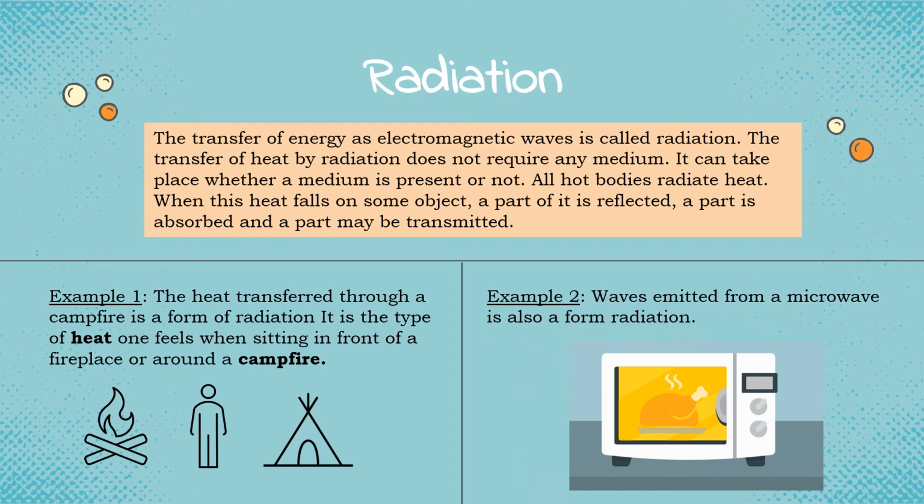This is another easy example to remember for radiation. Waves emitted from a microwave are also a form of radiation. When you put in food to warm up in your microwave, the little rectangular box is not touching your food, but the heat that's emitted from the microwave is radiation that is warming up your food.